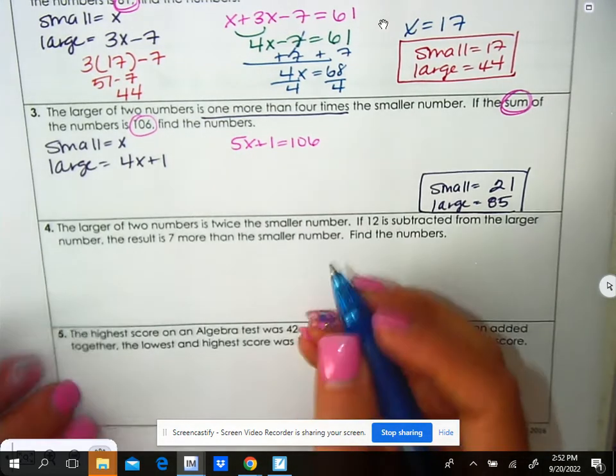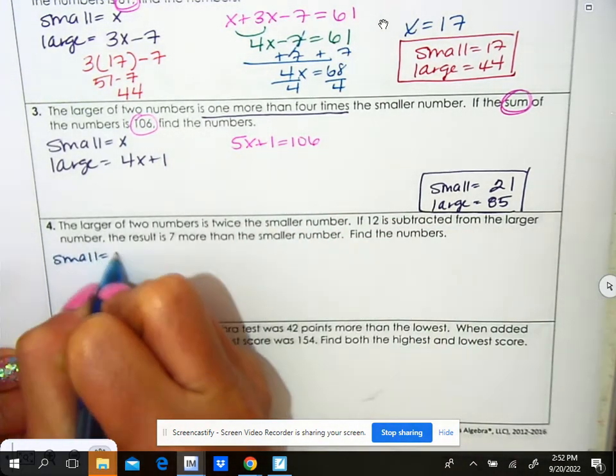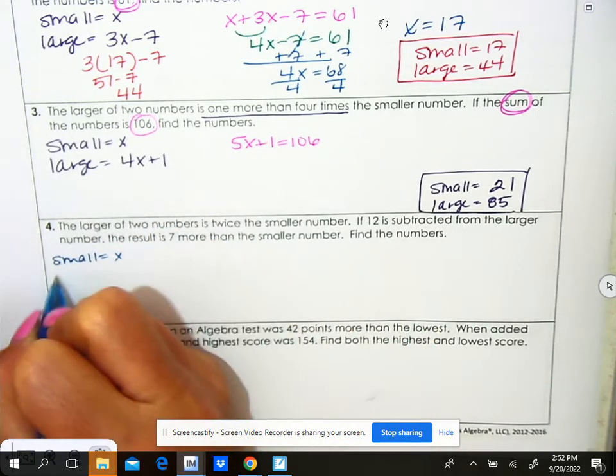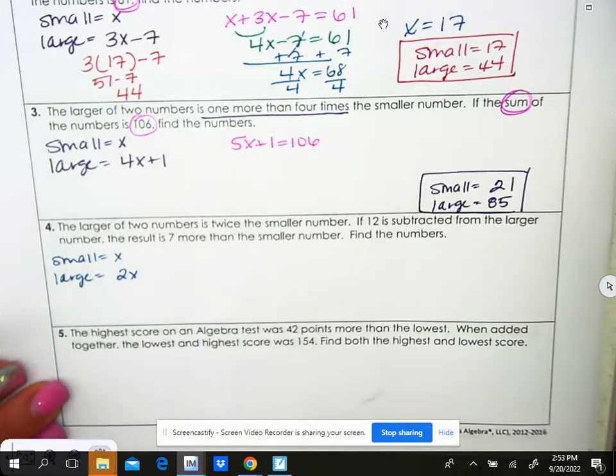All right, so let's look at number 4. Okay, the larger of two numbers is twice the smaller number. So we're going to start there. So the smaller number, again, is x, and the larger is twice the smaller. So that means the large is just 2x.